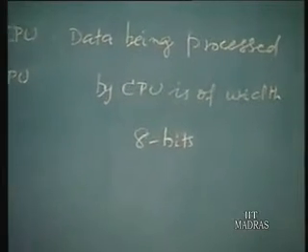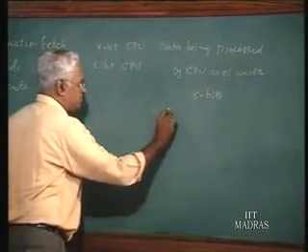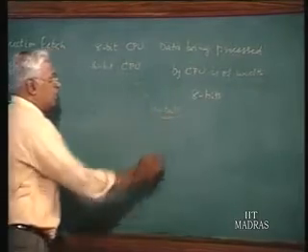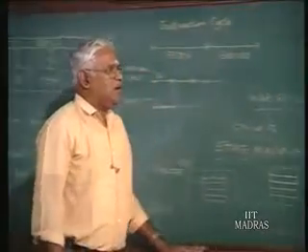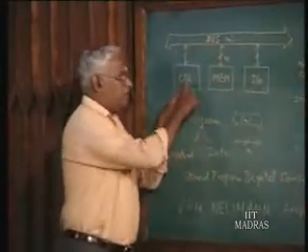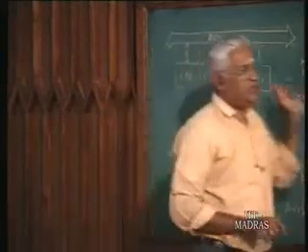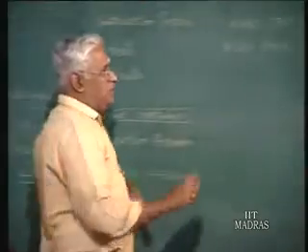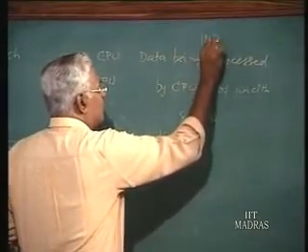Okay, that's what it means. In the case of 16, it is 16 bits. When we say data being processed by CPU, what we are talking about is what the processor would be doing internally. So we would say data being internally processed.